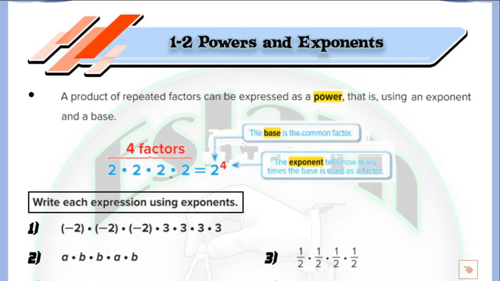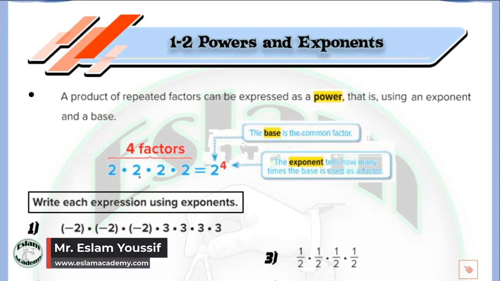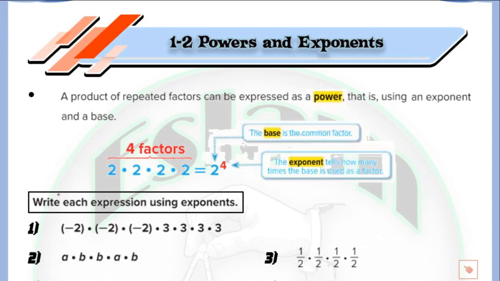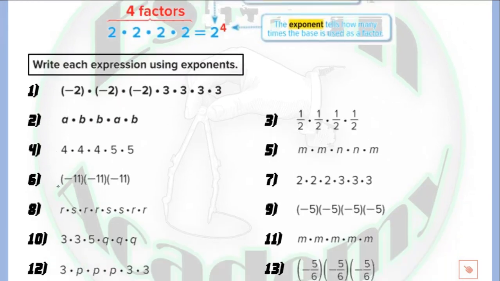Once we repeat the same number in multiplication, it will be converted to a power. The number that you multiply is called the factor. This factor will be the base of the exponent or the base of the power. The exponent is how many times we repeat the factor. So suppose that we have 2 and we repeat it 4 times in multiplication, we have 2 raised to the power 4.